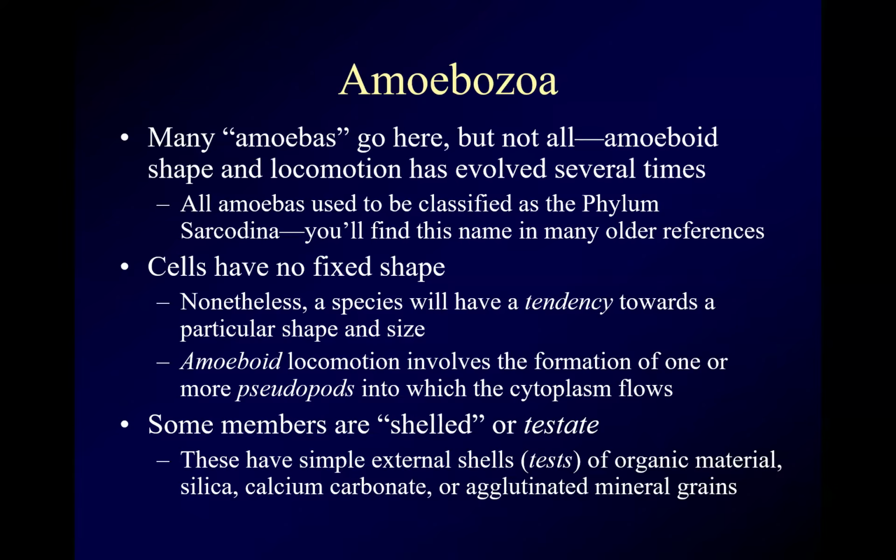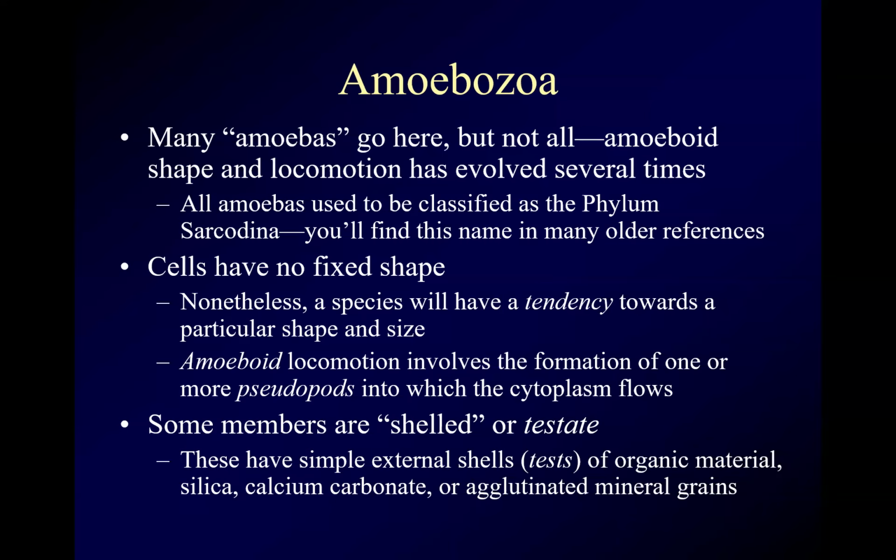Species of Amoebozoa will have a tendency towards a particular shape and size. There are some that are usually big, some that are usually small, some that usually are fan shaped, and some that are blobby, and so on. So you can actually tell amoeba species apart by looking to an extent. But cells have no fixed shape, and amoeboid locomotion involves the formation of at least one and sometimes multiple extensions of the cell called pseudopods, and the cytoplasm flows into the pseudopods, moving the entire amoeba forward.